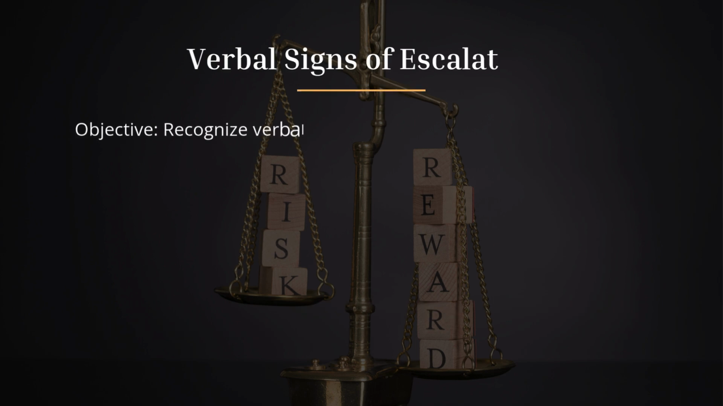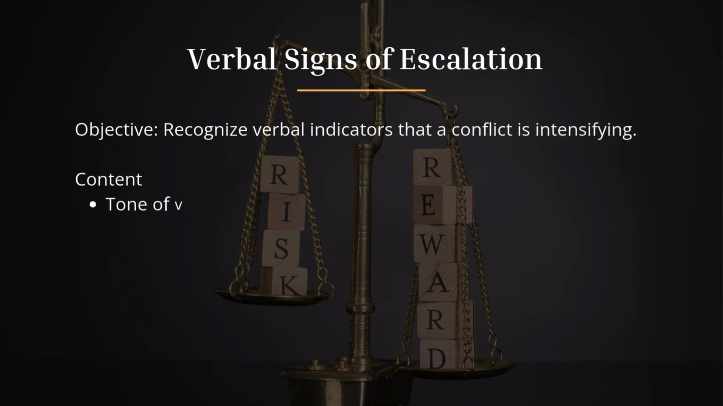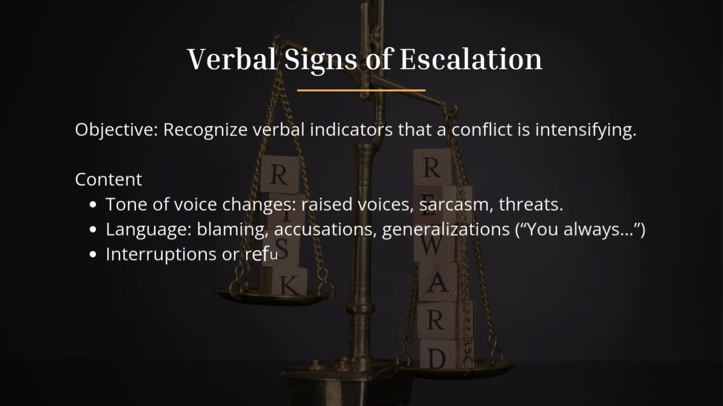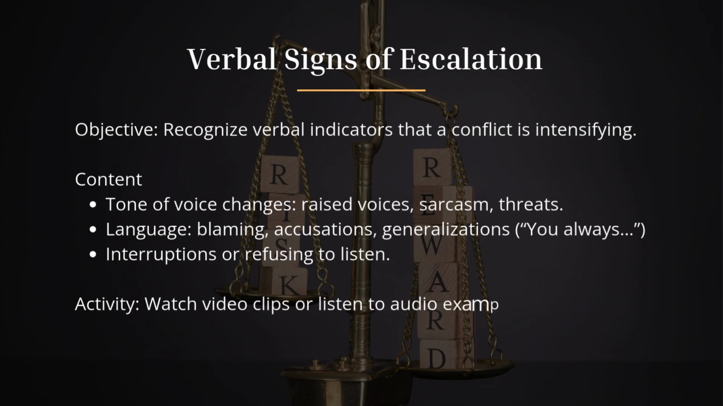Verbal signs of escalation. Objective: recognize verbal indicators that a conflict is intensifying. Content: tone of voice changes, raised voices, sarcasm, threats. Language: blaming, accusations, generalizations, "you always." Interruptions or refusing to listen. Activity: watch video clips or listen to audio examples of escalating conversations. Students identify verbal signs.